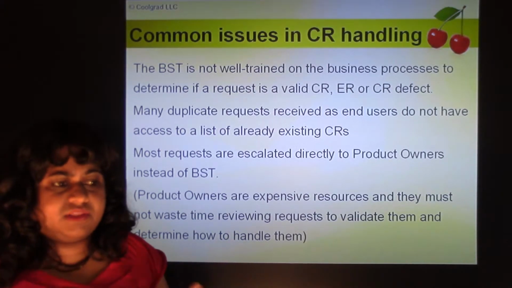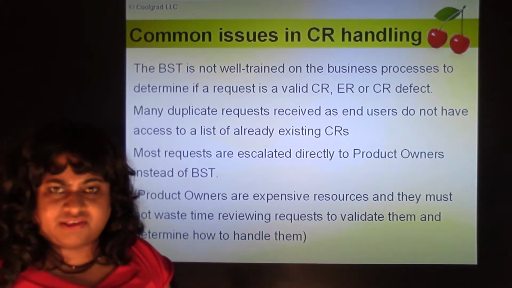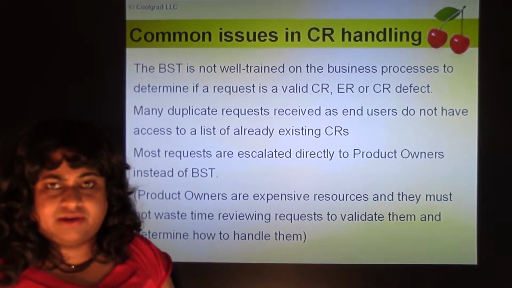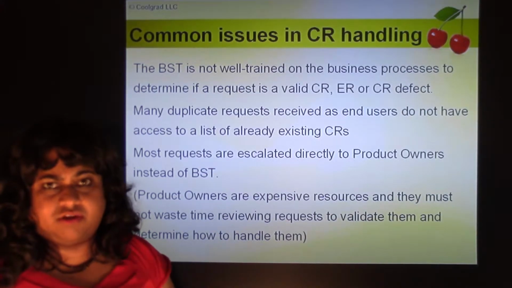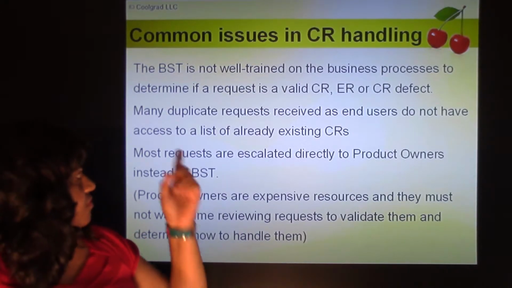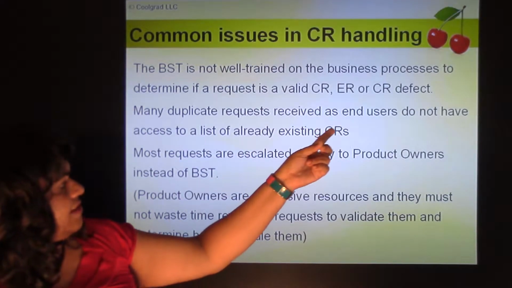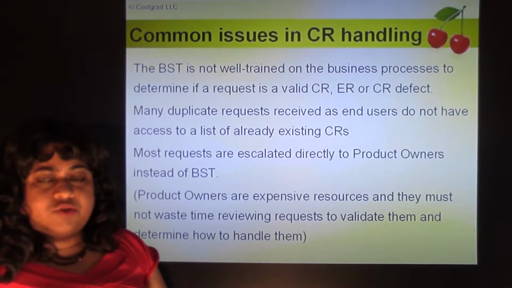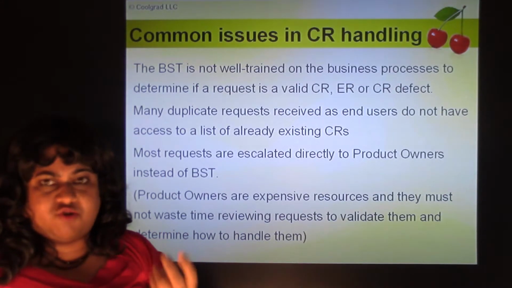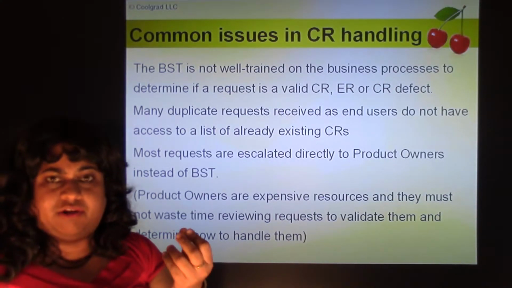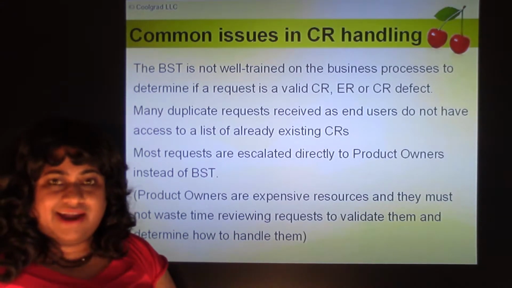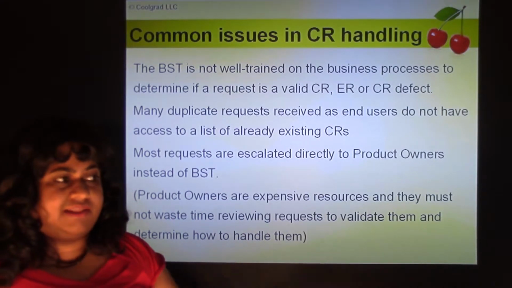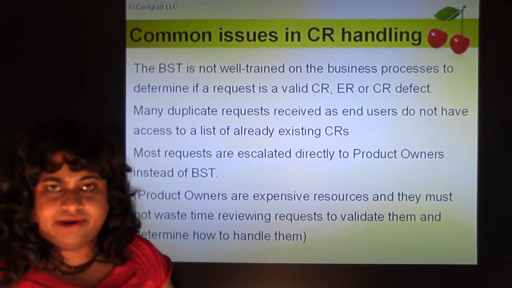So the BST has to be well trained on the business processes, the underlying system architecture, and the overall big picture of the project for them to be able to do the first level of validation of change and enhancement requests. Many duplicate requests are received as end users do not have access to a list of already existing CRs. Suppose there is some glaring glitch, some functionality that was done in a particular way and it needs to be changed, and all the field service engineers who are using it know about this. You don't want 1,000 field service engineers submitting the same CR, right?